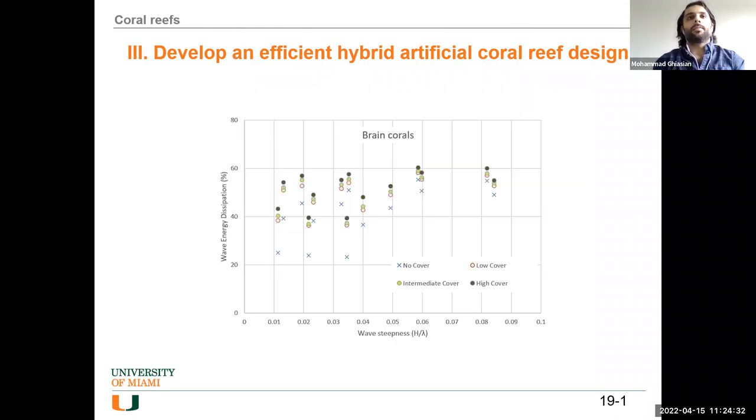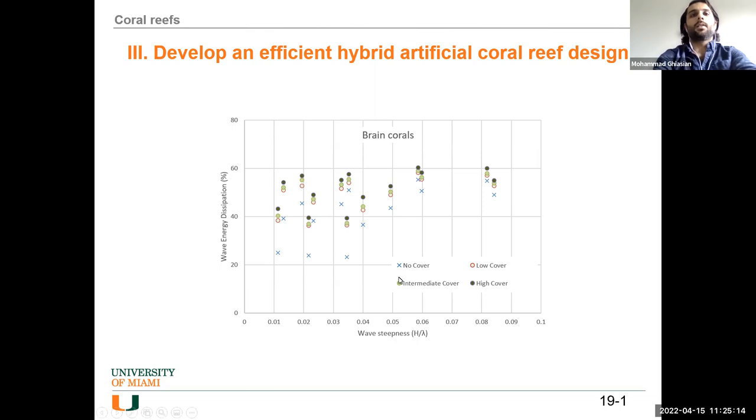So here are the results for the wave energy dissipation with respect to the wave steepness for each coral species, coral reef model that we have. Here for the brain corals, again, we had three cover percentages. We had low cover, intermediate, and high cover. And then the results also were compared with the reef structure without any corals, which are shown with these X points. So as you can see, there is a difference that we know between the wave energy dissipation for the model that had corals on it compared to the models that didn't have coral.